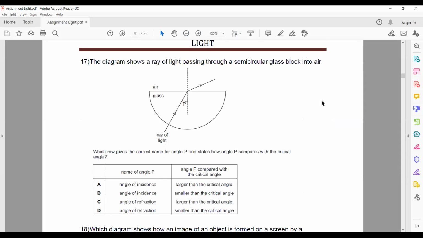Question 17. The diagram shows a ray of light passing through a semicircular glass block into air. Which row gives the correct name of angle P and states how P compares with the critical angle?